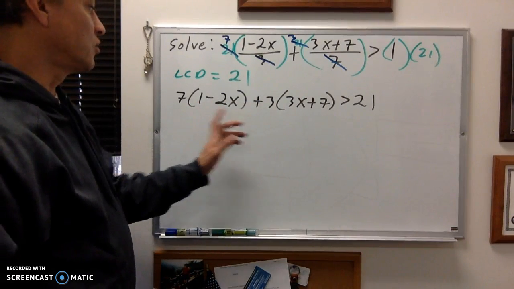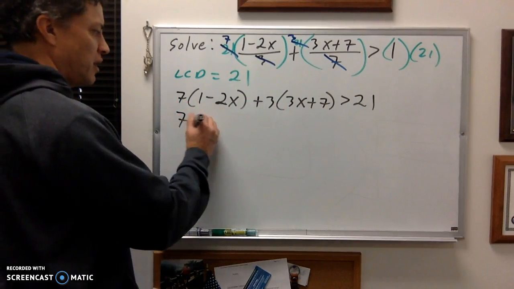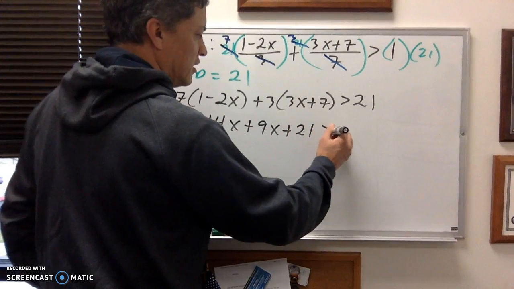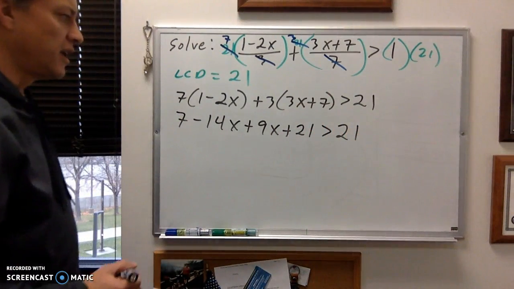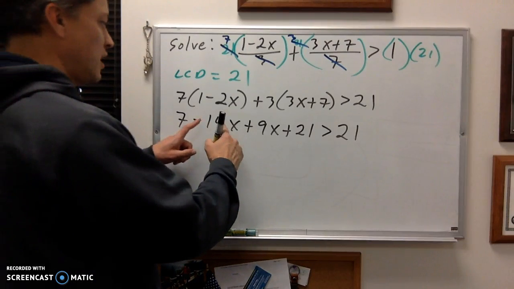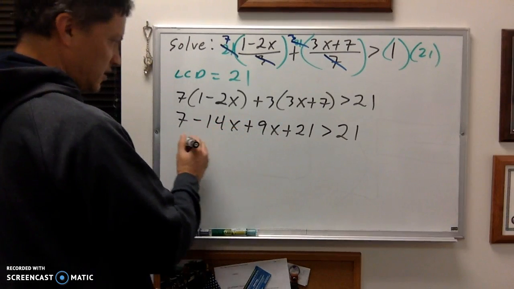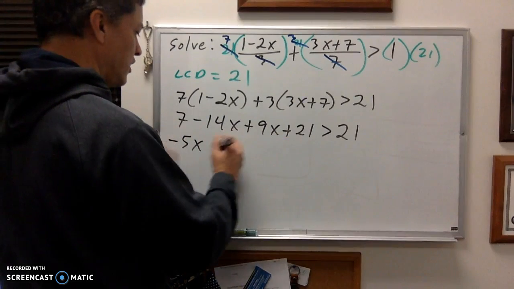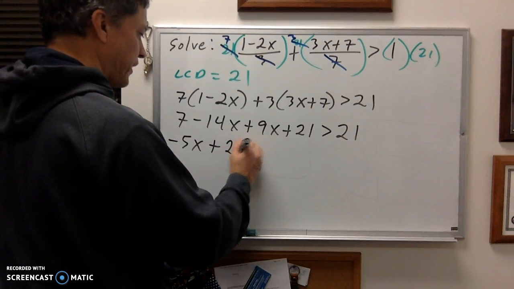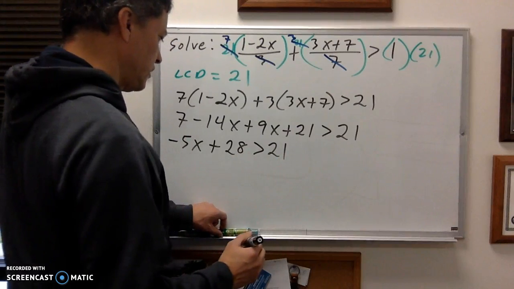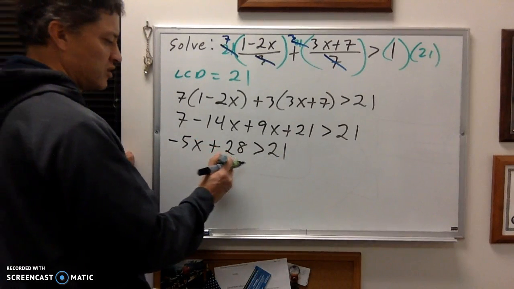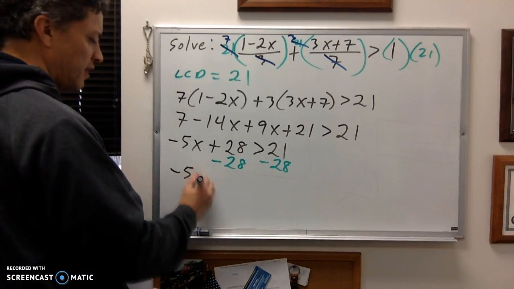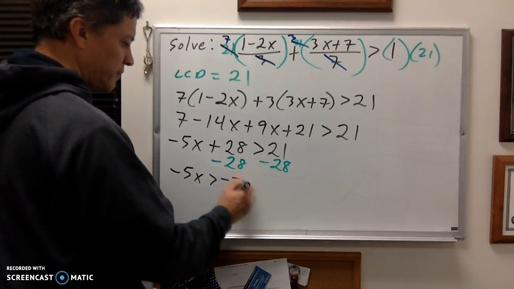All right, but the fraction's gone. So now we'll distribute. 7 minus 14x plus 9x plus 21 is greater than 21. Next step, we'll combine like terms on the left-hand side. So negative 14x plus 9x is a negative 5x. 7 plus 21 is 28. And it's greater than 21. And then we'll subtract 28 from both sides. That gives us negative 5x is greater than negative 7.